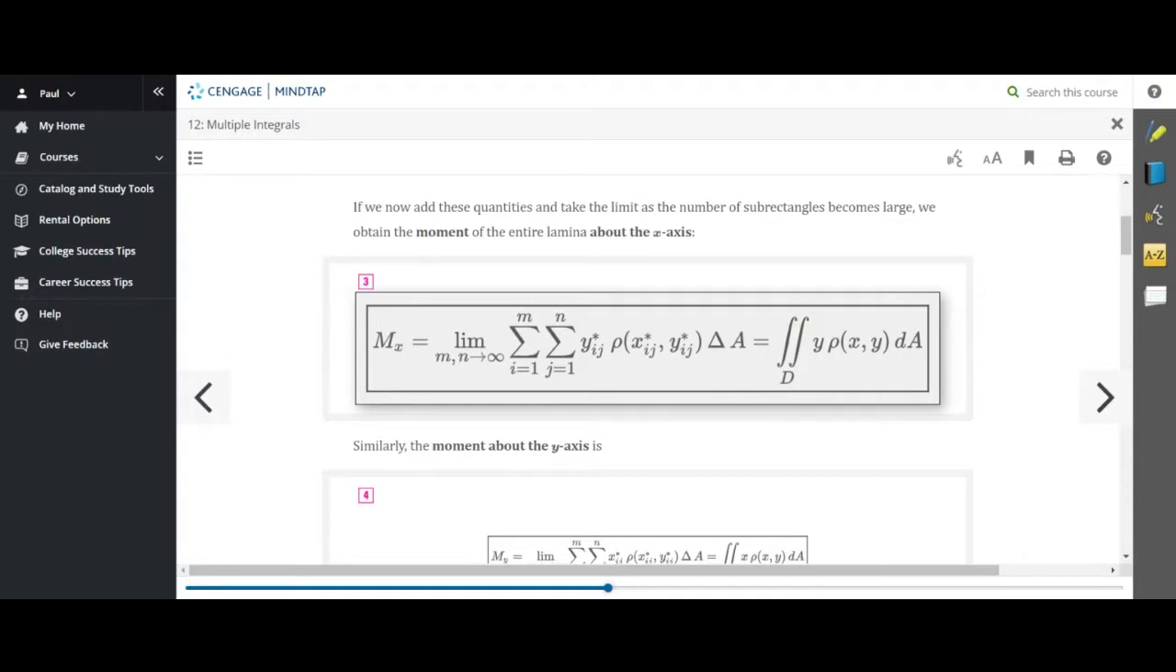So if we want to find the center of mass of a lamina, in other words, think of a lamina with different density, you want to find the point on the lamina where it would balance. If you were to put the plate, the lamina, on a vertical finger, where would it balance?